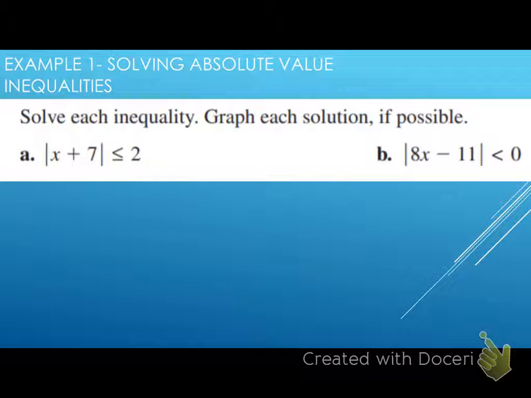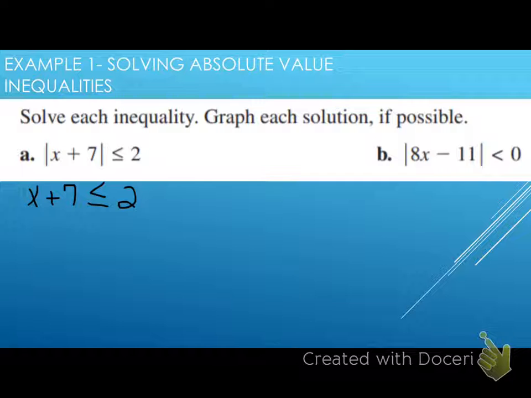Okay, letter A. It says solve each inequality. Graph each solution if possible. So, is my absolute value by itself? Yes, it is. What's my C value in this case? 2. Is my C value greater than 0? Yes, it is. If it meets those two conditions, I can now set up my two inequalities. So what's my first inequality going to look like? X plus 7 is greater than or equal to, or less than or equal to. Very good. X plus 7 is less than or equal to 2. Exactly the same as my original, just without the absolute value bars. Everyone okay with that? Yes.